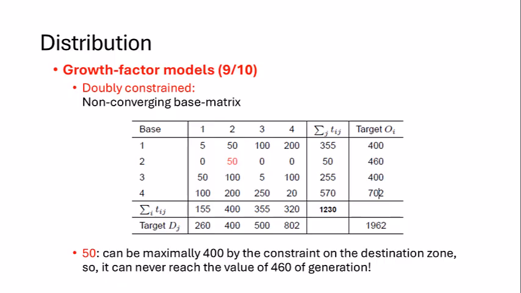However, sometimes the method does not converge. This can happen if the base matrix itself is incompatible with the target constraints. For example, if a destination zone can accommodate a maximum of 400 trips, but the origin growth would require 460, the model cannot reconcile the difference. In such cases, no solution exists without adjusting the assumptions.